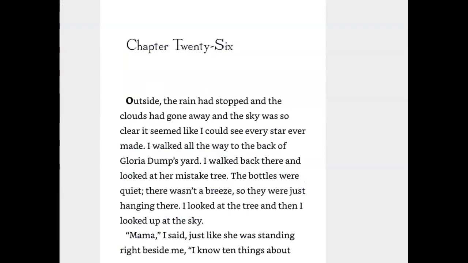Now here in chapter 26, Diamond is returning to Gloria Dump's bottle tree and having that really important conversation with her mom.